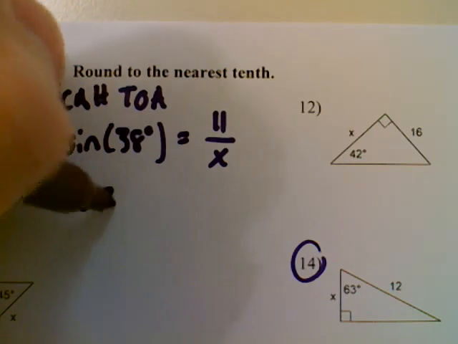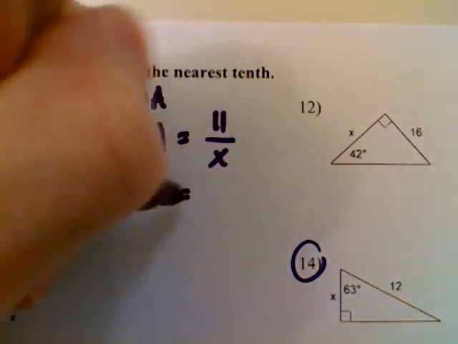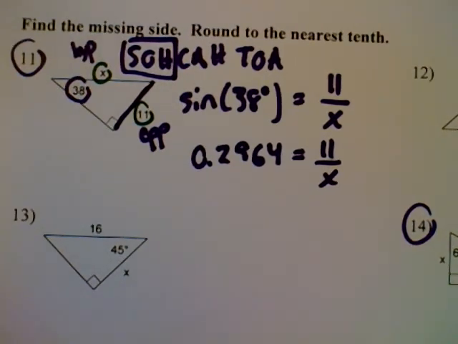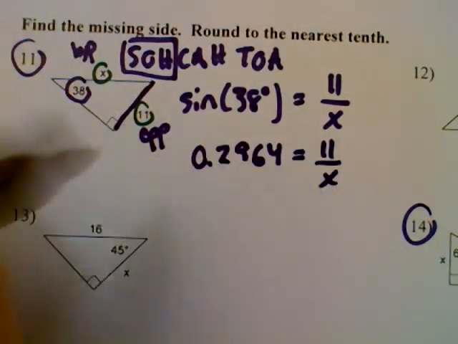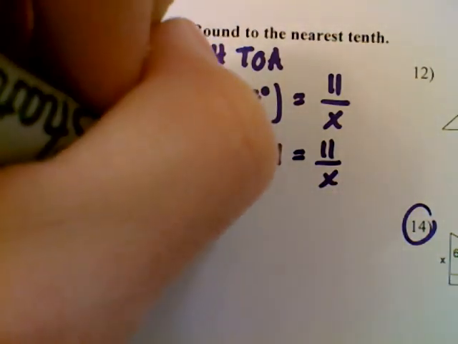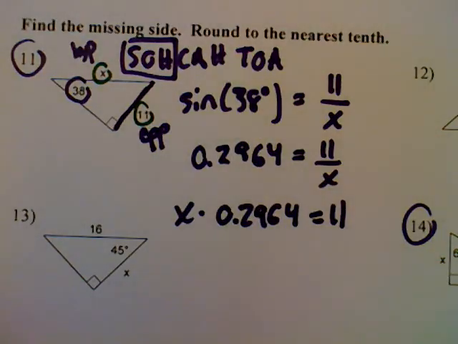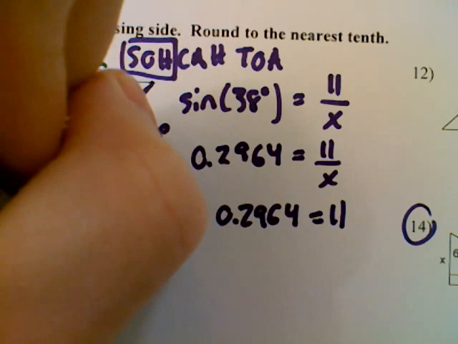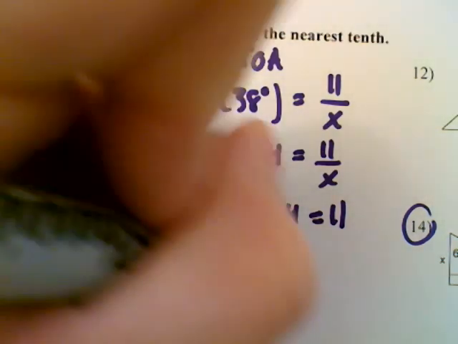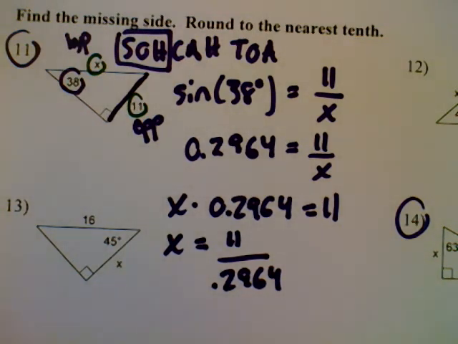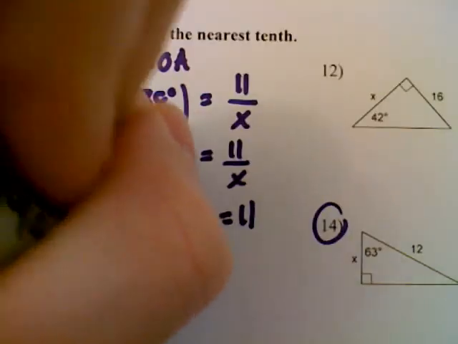So 0.2964 equals 11 over x. Now this is just a proportion. I should be able to solve this. And so if I multiply the x over, x times 0.2964 equals 11. If I divide by 0.2964, 11 over 0.2964. If I divide that in my calculator, I end up with 37.11.